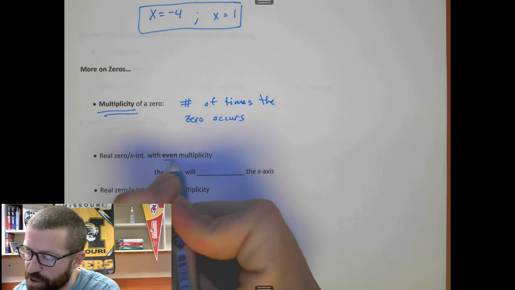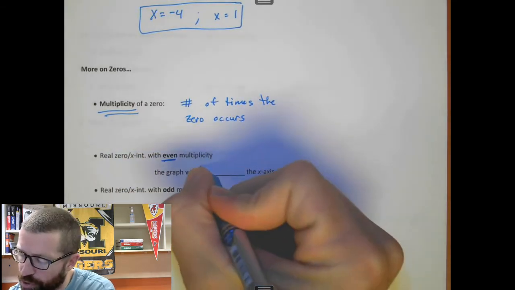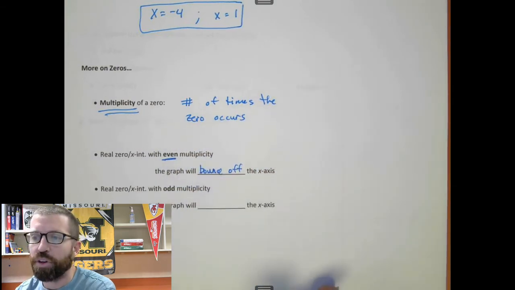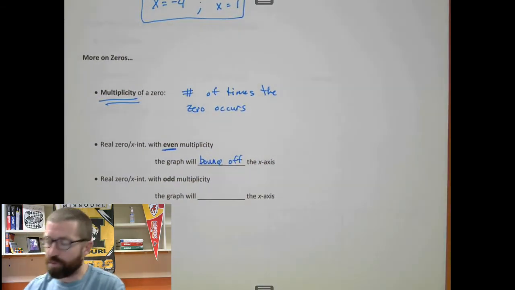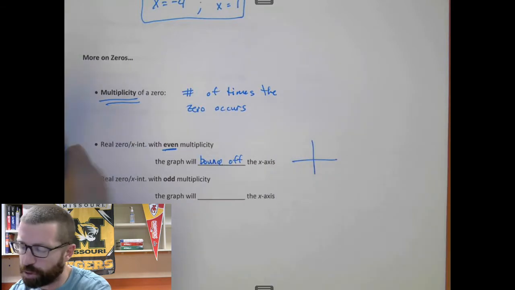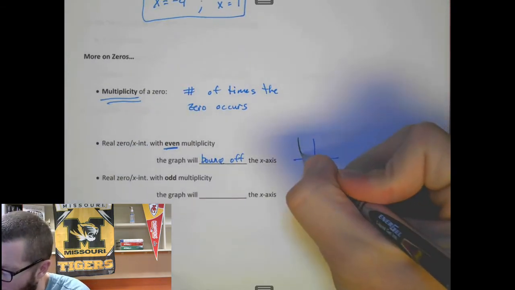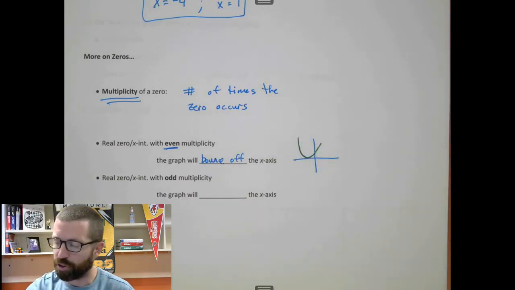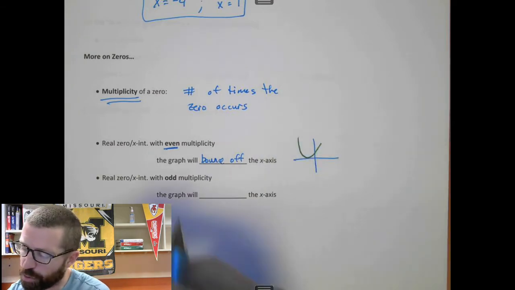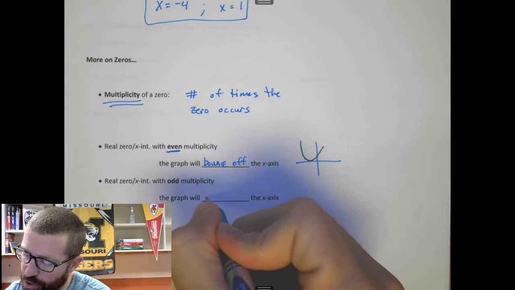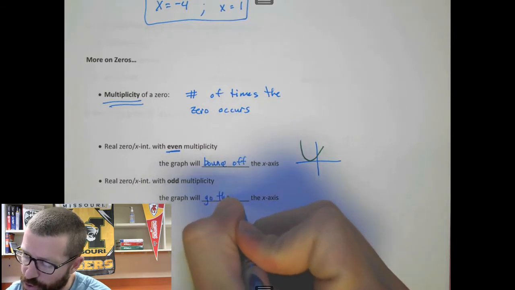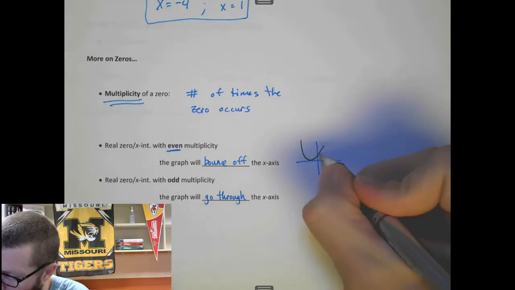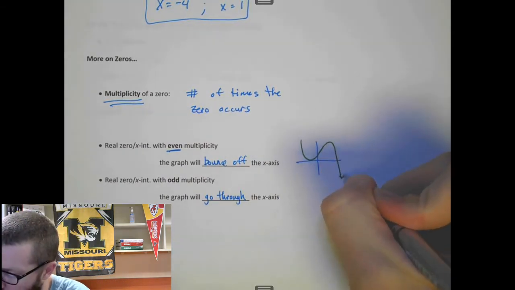If the multiplicity is even, then the graph will bounce off the x-axis. And so multiplicity tells us about the behavior on the graph. What that would look like is, if this were your coordinate plane and you had an even multiplicity, then it would bounce off and go here. This would be an even multiplicity and go the other direction. If the multiplicity is odd, then the graph will go through or pass through the x-axis. Say it bends back down and goes like this.